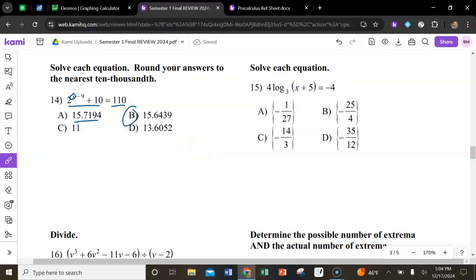for number 14. You could do the same thing on number 15, take these, plug them in for x, and see when you plug that in, which one gives you -4. The answer is C, -14/3.